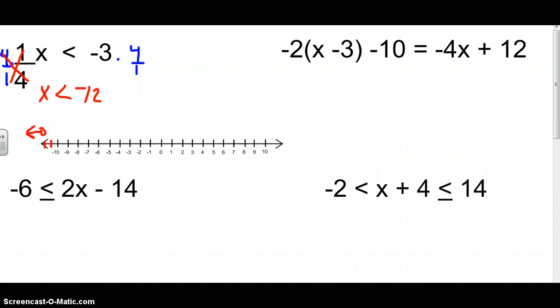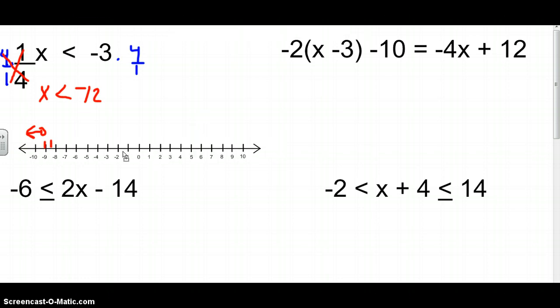So pause the video, write down the problem, and try to find the answer. And then start it again when you're ready. Okay, when you've completed this problem, you should have found that x is 4/3.